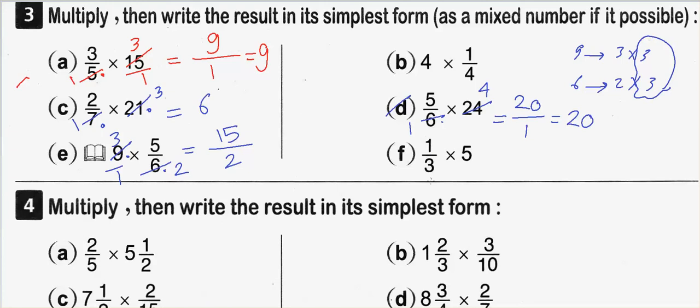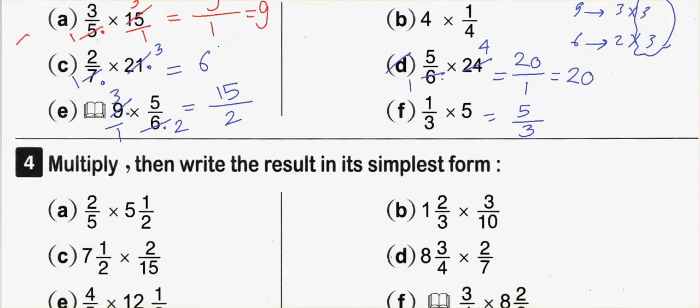What about 1 over 3 times 5? 3 and 5, there are no common factors between 5 and 3. We multiply numerators and denominators. 5 times 1 equals 5. 3 times 1 equals 3, or we can say 5 over 3.